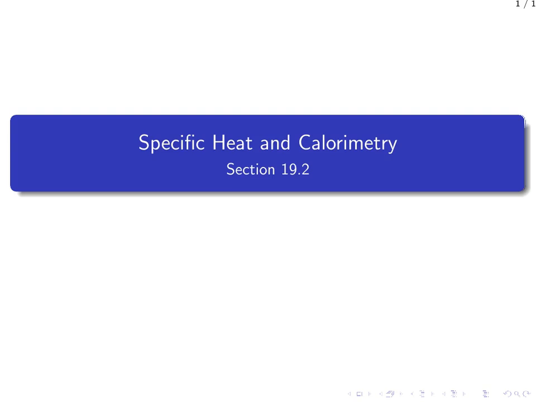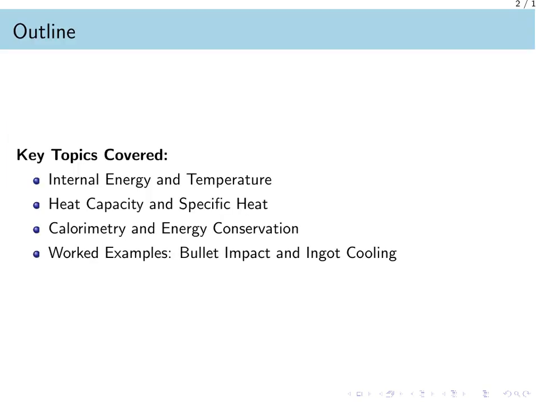Specific heat and calorimetry. In this session, we will explore several key topics related to thermal physics. We will begin by examining the relationship between internal energy and temperature. From there, we will define heat capacity and specific heat, which help us understand how different materials respond to energy transfers. We will also discuss the technique of calorimetry and how the principle of energy conservation allows us to measure thermal properties. Finally, we will go through two worked examples involving a silver bullet impact and the cooling of a metal ingot to see these concepts in action.